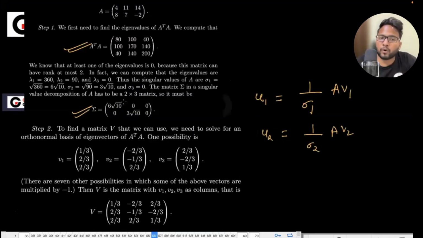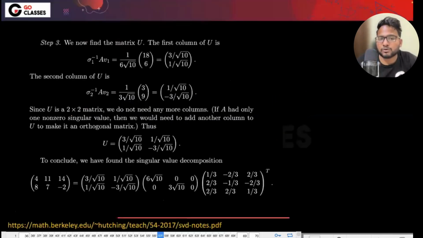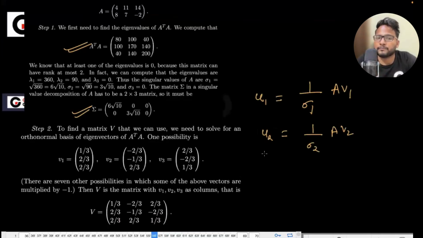If A had only one non-zero singular value, then we would have to add another column to U to make it an orthonormal matrix. But here we have two non-zero ones. As they are also saying, if A is having just one non-zero, then something else we have to do: we need to extend the basis. So to conclude, we have found the singular value decomposition like this. No much extra calculation. This is just a simple example, a sweet spot, where the number of non-zero singular values is 2 and you need only 2 u's. So things were in our favor. But as a first example, have you understood what we are doing?